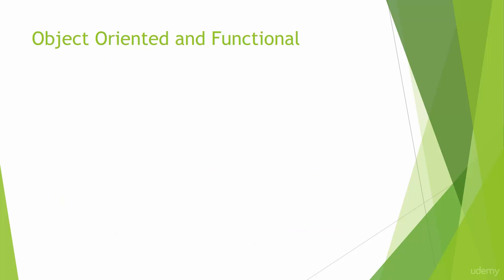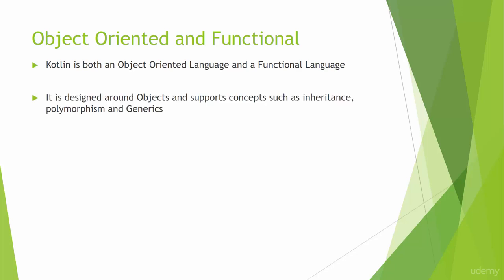Kotlin also supports the object-oriented programming paradigm and the functional paradigm. So this is pretty cool because you can do functional concepts along with object-oriented concepts. We'll have lectures that define these methodologies in detail. But Kotlin is both an object-oriented language and a functional language. It's designed around objects. It supports concepts such as inheritance, polymorphism, and generics. Again, those terms might be completely clueless to you, but we're going to explain them. You just need to know that you can program in different methodologies in Kotlin. You're not restricted to just objects or functions.